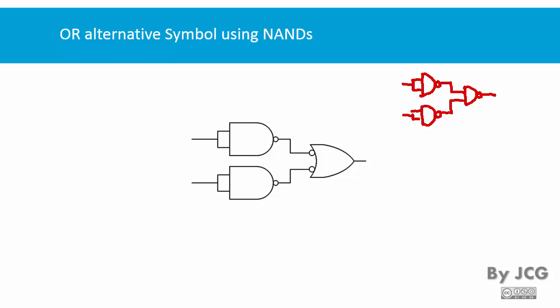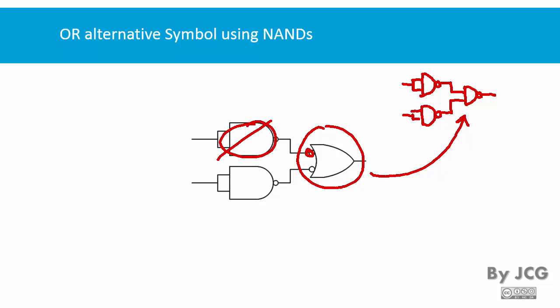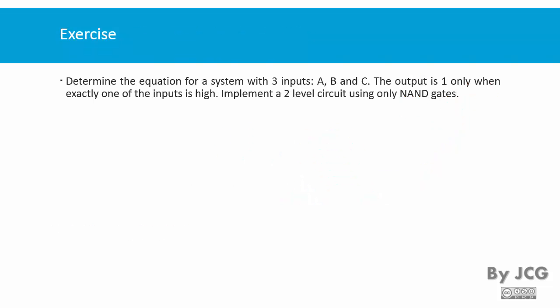So instead of putting all the symbols as NANDs, we are changing this symbol. This symbol is this one here. The reason why is because we can see a little better here that if this is an inversion and this is also an inversion, then both inversions cancel and then we get the OR. So let's see an example.